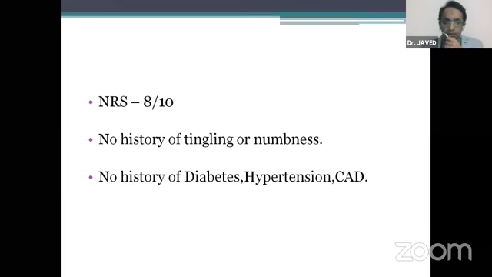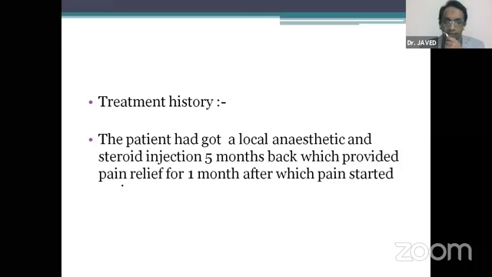The patient had no history of tingling or numbness. The patient did not have any comorbidities like diabetes, hypertension, or coronary artery disease. Coming to the treatment history, the patient had got a local anesthetic and steroid combination injection 5 months back to his wrist, which provided pain relief for 1 month, after which the pain started again.